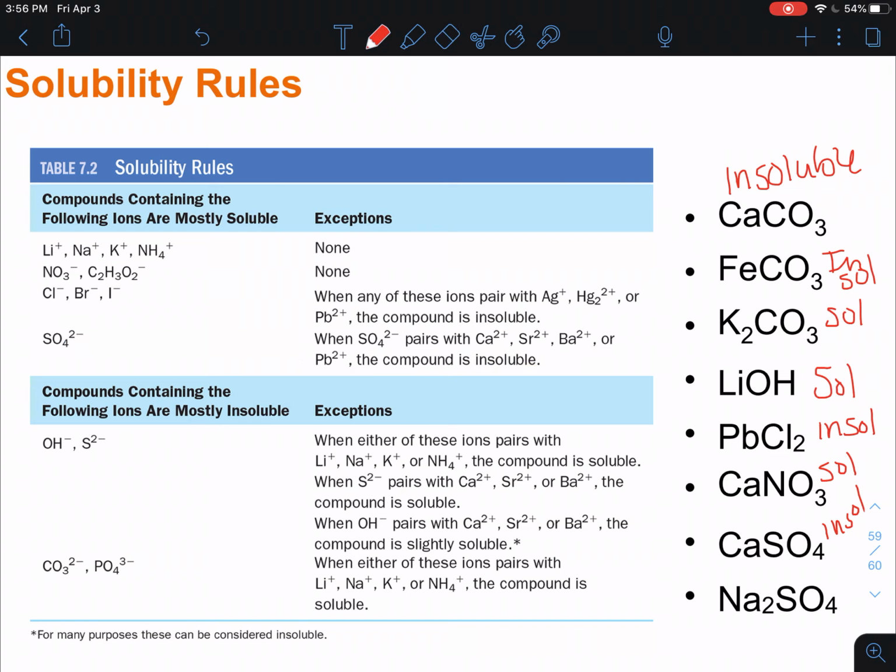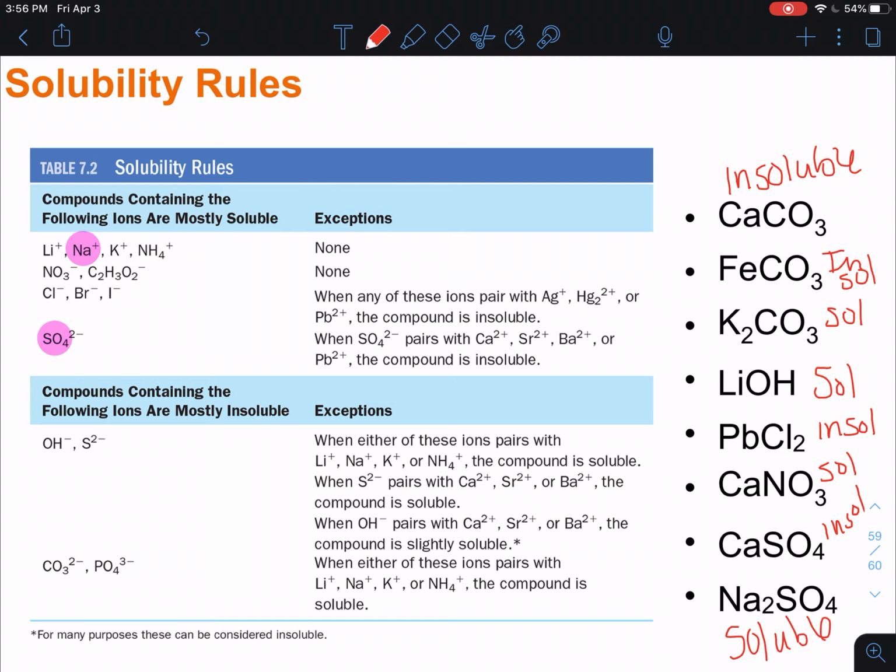And then finally, we have sodium sulfate. Again, sodium here, sulfate here. So we have both the cation and the anion telling us that they are soluble. So we're going to write soluble right here. So that's how you use the solubility chart.